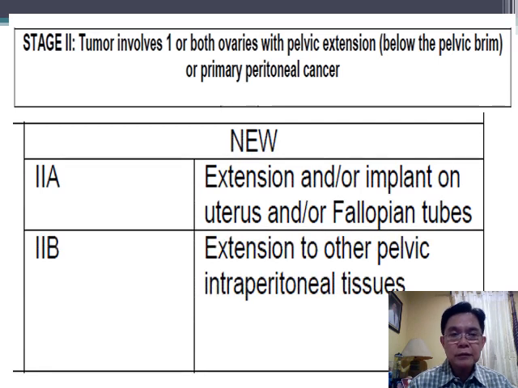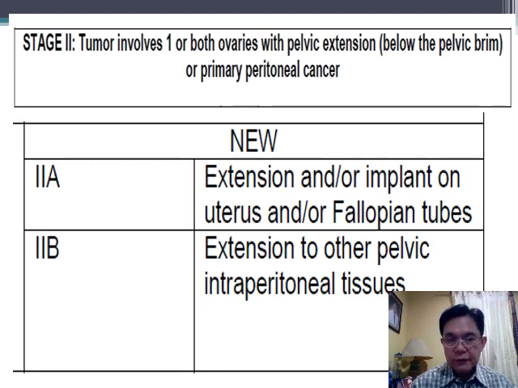So stage 2A, there is extension and or implant on the uterus and or fallopian tubes. Okay, fallopian tubes and the uterus is stage 2A, and stage 2B, extension to other pelvic intraperitoneal tissues. So what are the other pelvic intraperitoneal tissues? So these are tissues inside or within the true pelvis. So implants on the surface peritoneum within the true pelvis is stage 2B.